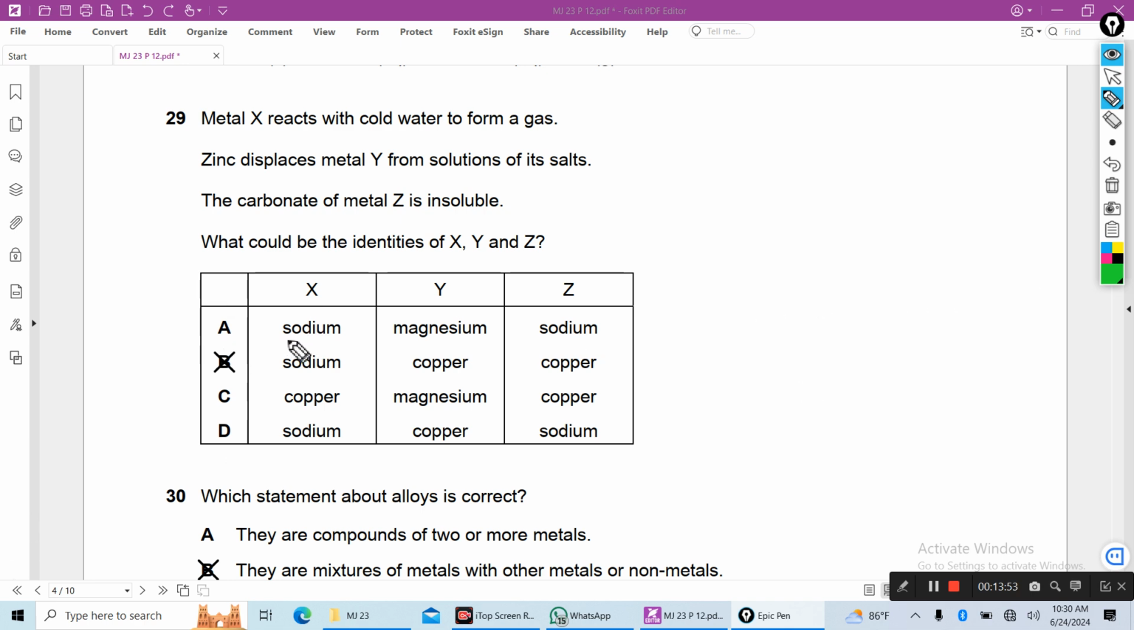Why is the other option wrong? Sodium is more reactive than magnesium, but sodium carbonate is soluble, so this is wrong, because the question is asking for insoluble. C is wrong. Why? Copper cannot displace magnesium, because the question says zinc displaces metal Y from a solution of its salts.